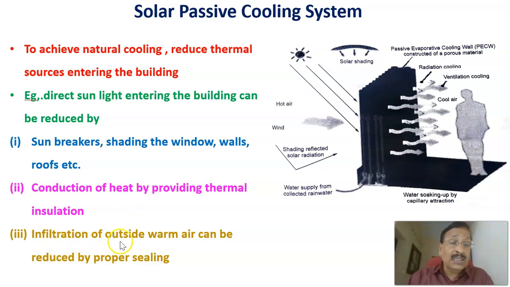Then, infiltration of outside warm air can be reduced by proper sealing. By providing proper sealing, the infiltration of the outside warm air can be controlled. Therefore, these are the three methods to reduce the direct sunlight entering the building. This is a passive type of cooling mechanism, shown here, which says how you can reduce the temperature inside the building or space.